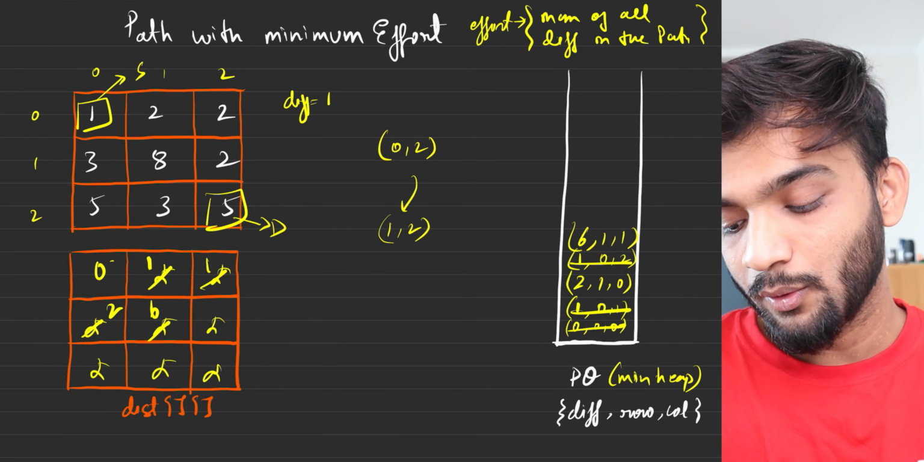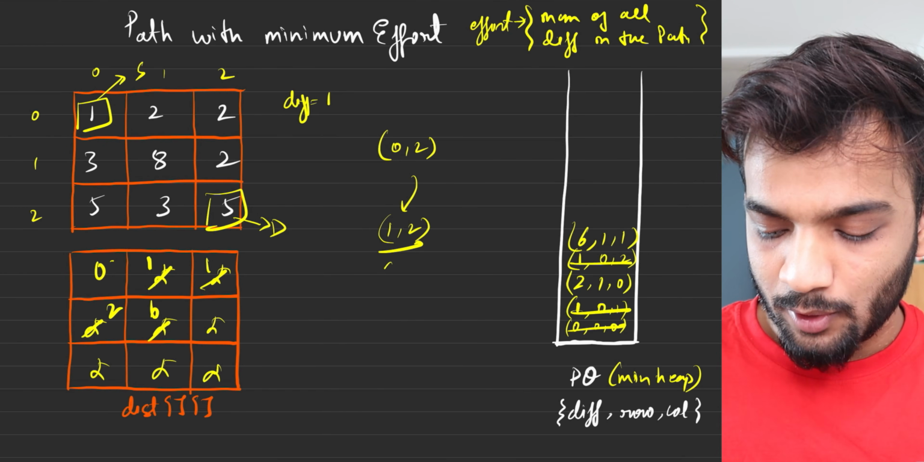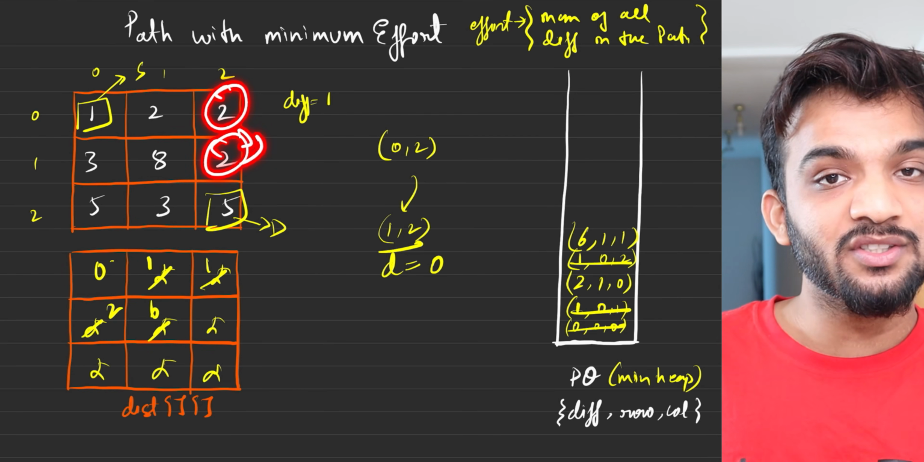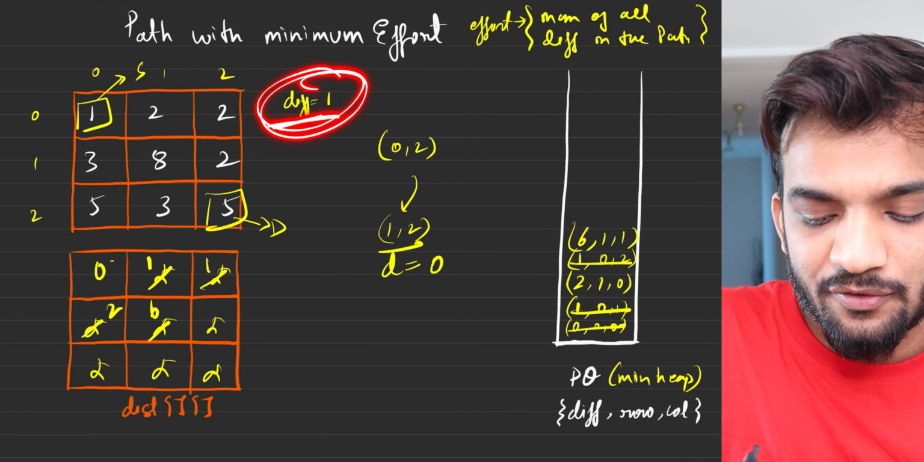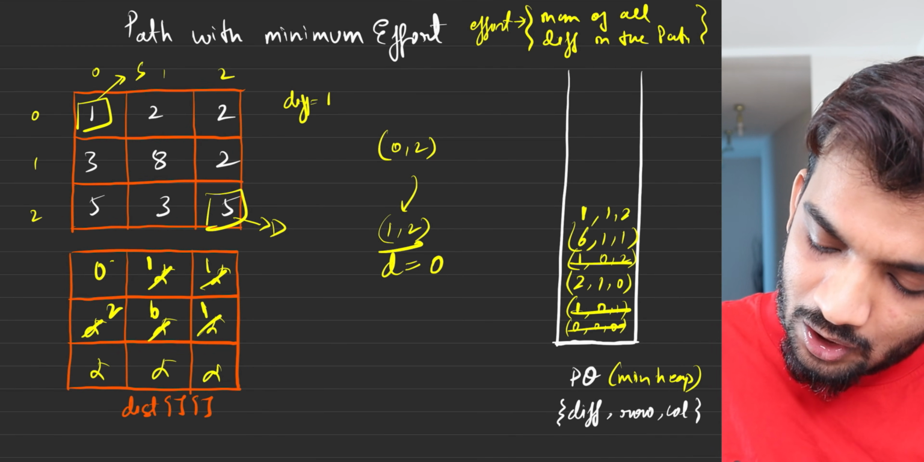Very important, which is 1 comma 2. So you're at 1 comma 2. And what will be the difference? The difference will be 0 because there's a 2. There's a 2. So the difference is 0. But previously I've taken a difference of 1. So you'll just update it with 1 and you'll say 1 comma 1 comma 2.